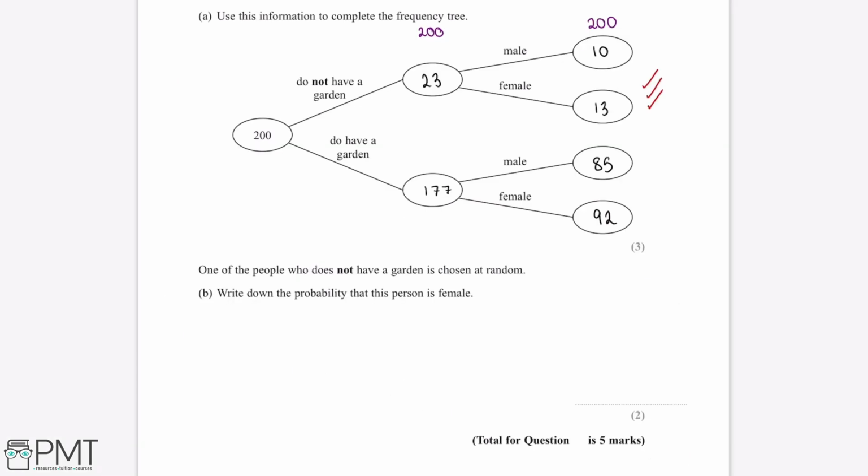One of the people who does not have a garden is chosen at random. Write down the probability that this person is female. So from the frequency tree which we filled in from part A, we can see that the number of people who do not have a garden is 23. And then the number of people who are female, who also do not have a garden, is 13.